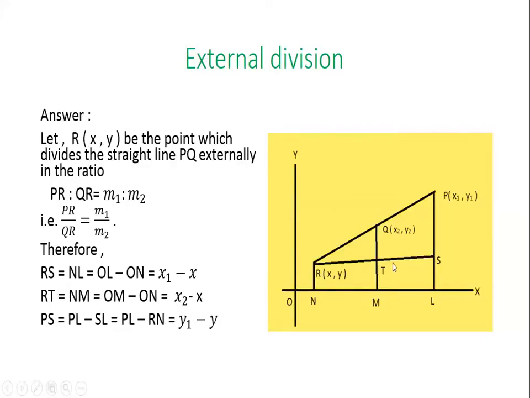For PS, we can write PL minus SL, SL equal to RN. So finally we can write PS equal to Y1 minus Y. For QT, we can write QM minus TM, that means QM minus RN. So finally QT equal to Y2 minus Y.